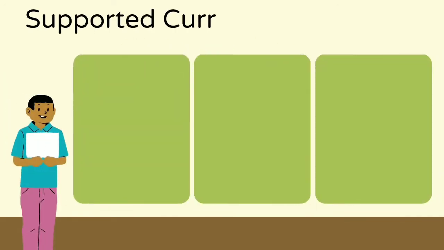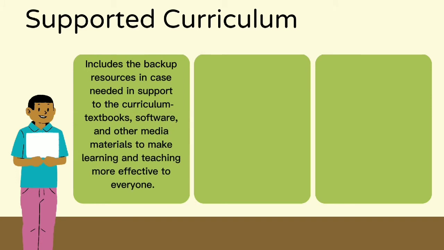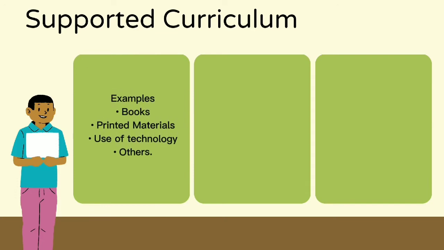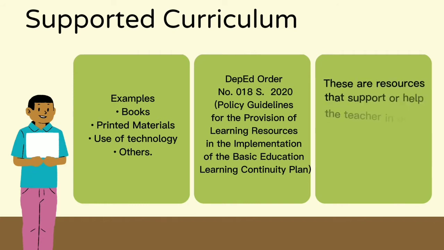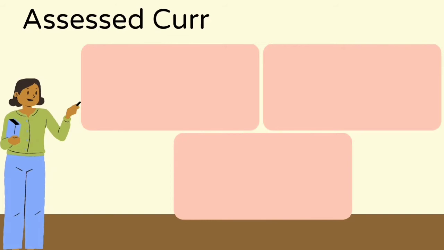Number 4, we have the supported curriculum. Example, includes the backup resources in case needed in support to the curriculum textbooks, software, and other media materials to make learning and teaching more effective to everyone. Example, books, printed materials, and use of technology. It is located under DepEd Order number 018 Series 2020, Policy Guidelines for the Provision of Learning Resources of the Implementation in the Basic Education Learning Community Plan. Description: these are resources that support or help the teacher in order to have an effective and engaging teaching as well as to learning.